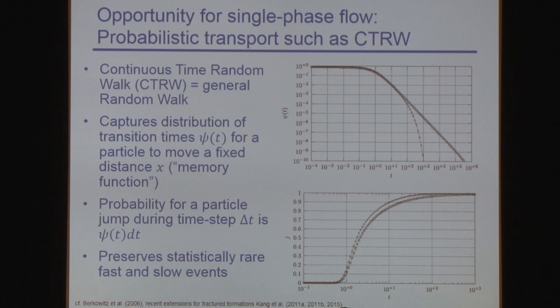The really nice thing about this approach is it preserves the statistically rare fast and slow events. So it preserves the fact that a particle, concentration or volume of fluid, may be stuck in the rock matrix for a very long time until it diffuses back out into the fractures, where it moves very, very quickly until it diffuses back into the rock matrix. Very much like our Scotsman, who gets stuck at the fish and chip shop for a long time, then moves very quickly to the next pub, and then gets stuck at the pub for a long time.